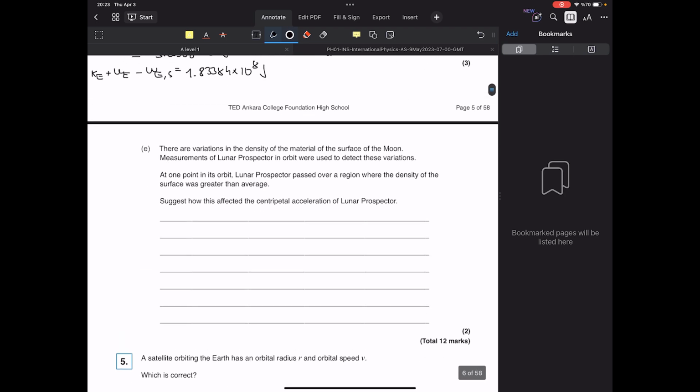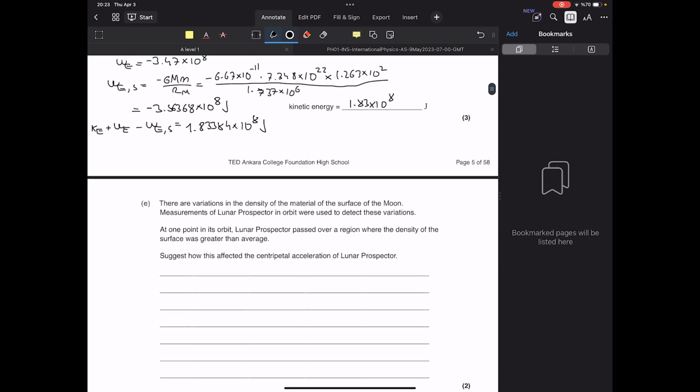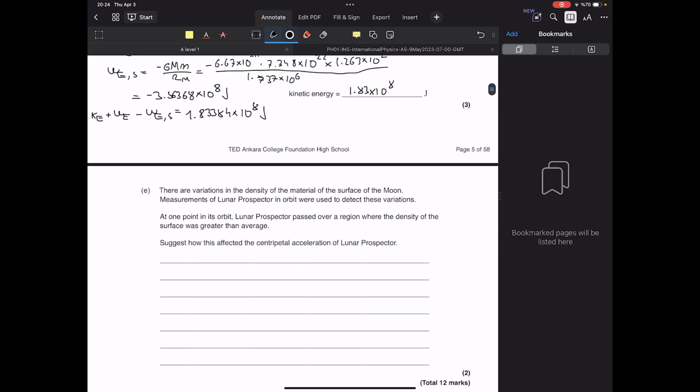Right. So there are variations in the density of the material of the surface of the moon. Measurements of the lunar prospector in orbit were used to detect these variations. At one point in its orbit, the lunar prospector passed over a region where the density of the surface was greater than average. Suggest how this affected the centripetal acceleration of the lunar prospector.